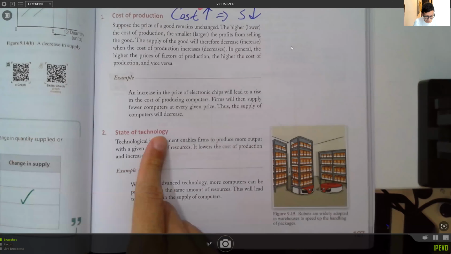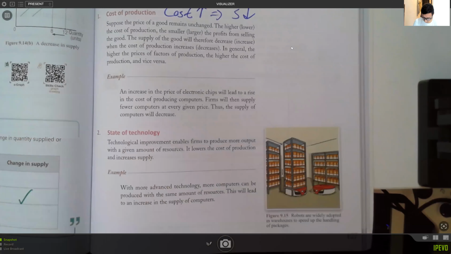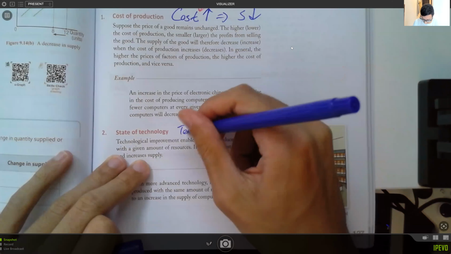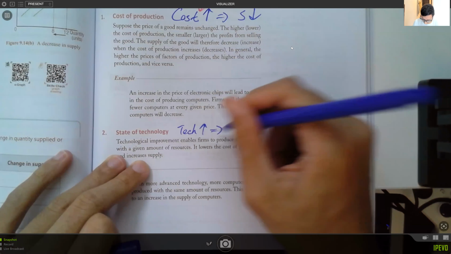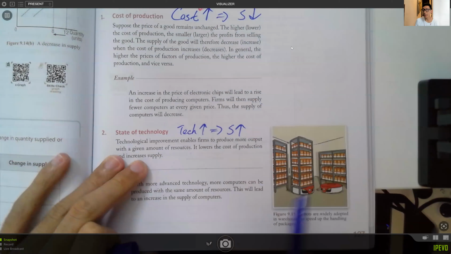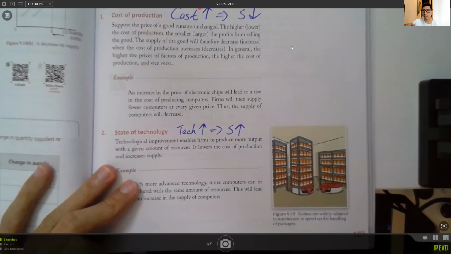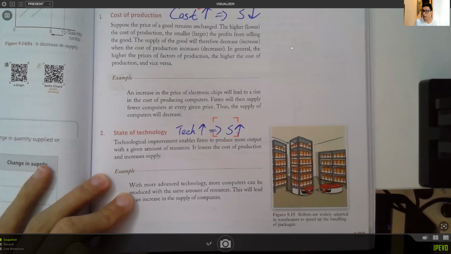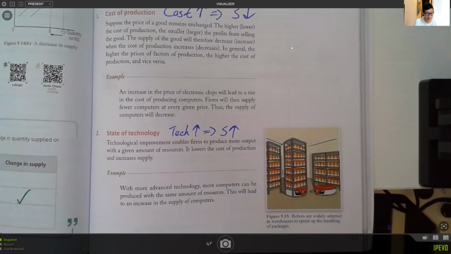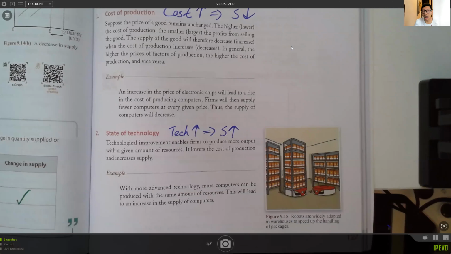Number 2, we call it state of technology. Basically, the better the technology, when the technology level increases, then the supply will increase. Now, typical example, using machines, using robots, 係咪？用機器，用一啲機械人啊，basically your productivity will increase, right?